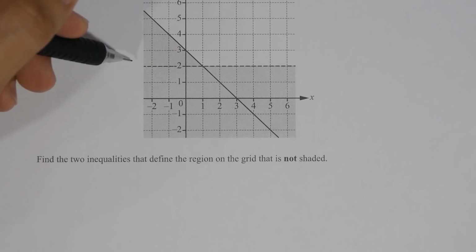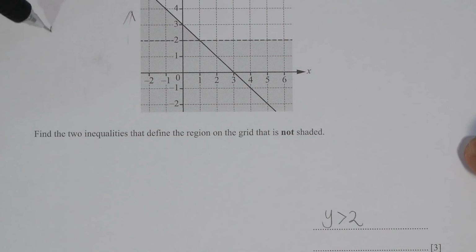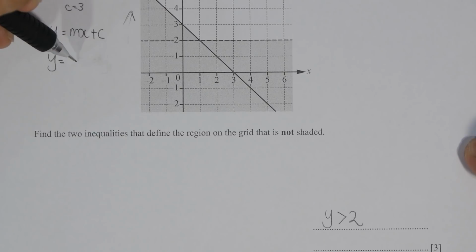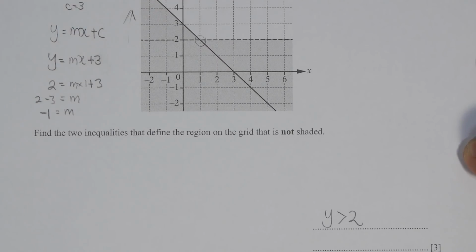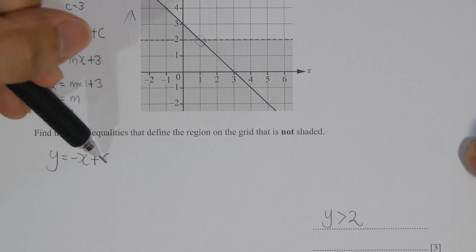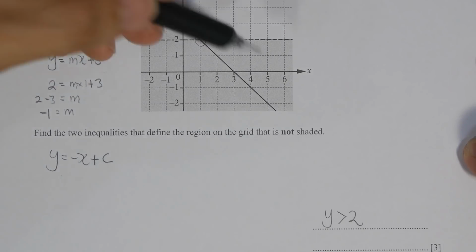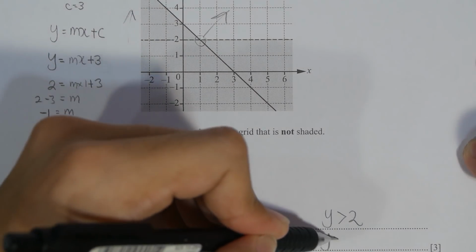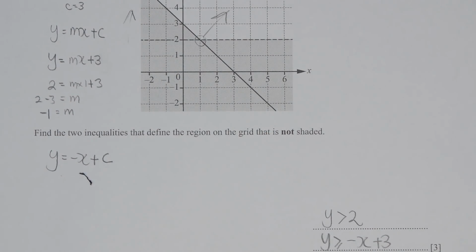Question 19. The first line that I have identified will actually be y more than 2. The reason I use more than is because it is a dotted line. For you to find the equation of the other line, you use y equals mx plus c. c has already been given, which is 3. Then you substitute the point that I chose, (1, 2), into the x and y positions. Then you will get the gradient as -1. So the entire formula will go by y equals -x plus 3. And for the inequality, it is y more than or equal to -x plus 3 as the final answer.